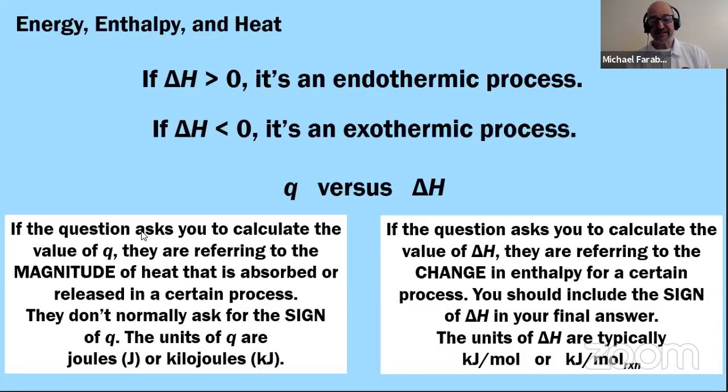Now, if instead the question says, calculate the value of delta H, pay close attention to whether it's an endothermic or an exothermic process, because you might miss a point on the AP exam if you forget to include the proper sign, especially if it's negative for an exothermic reaction. That's important. The units of delta H are typically kilojoules per mole or kilojoules per mole of reaction, so stoichiometry and potentially a balanced chemical equation may come into play. Be careful that you know the difference between Q, which is heat, and delta H, the change in enthalpy.